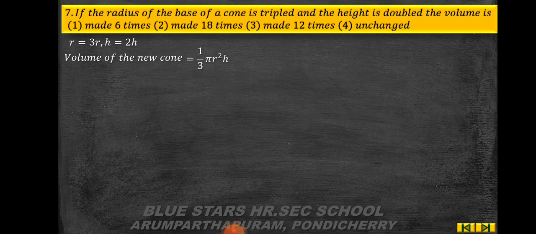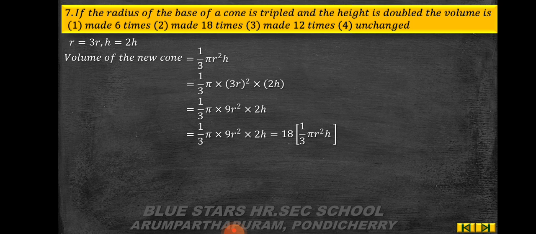So the volume of the new cone is equal to 1 by 3 pi R square H, which is equal to 1 by 3 into pi into 3R the whole square into 2H, which is equal to 1 by 3 into pi into 9R square into 2H, which is equal to 18 into 1 by 3 pi R square H. So the correct option is option 2. It is made 18 times.